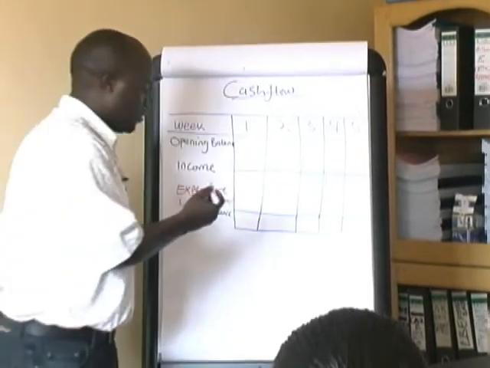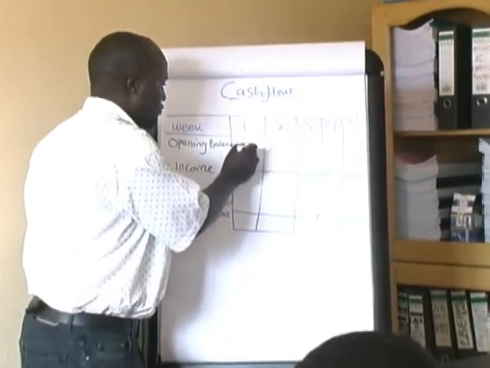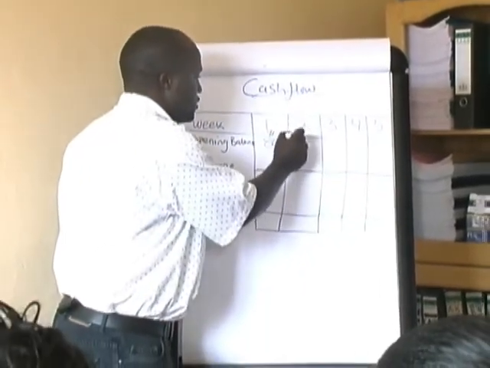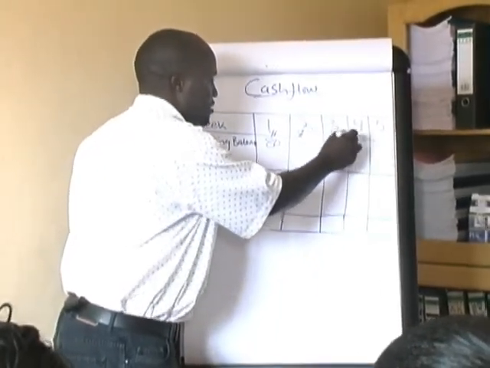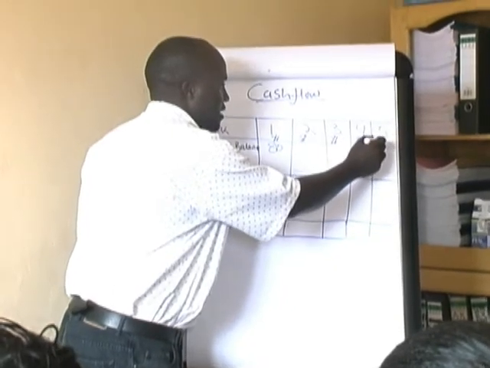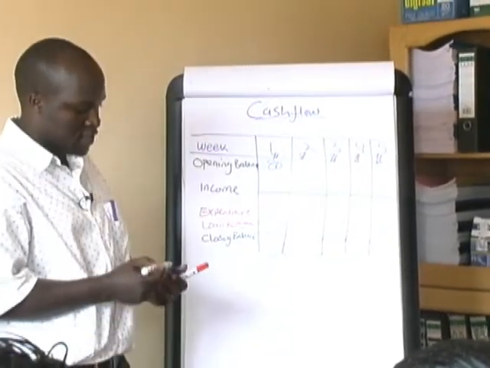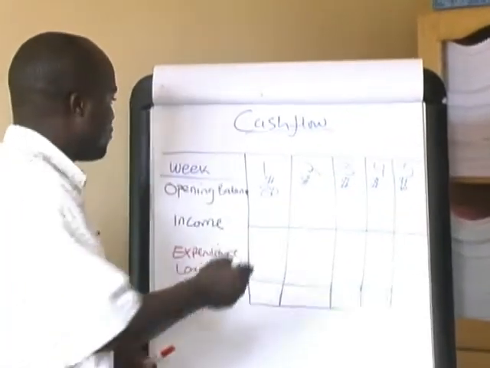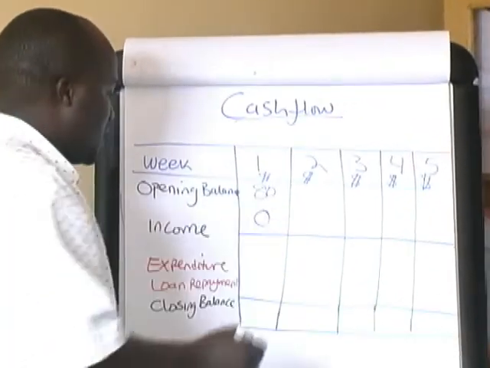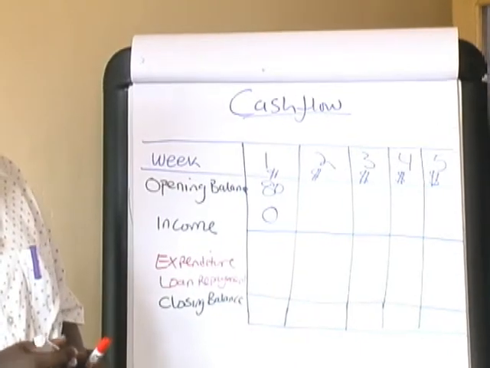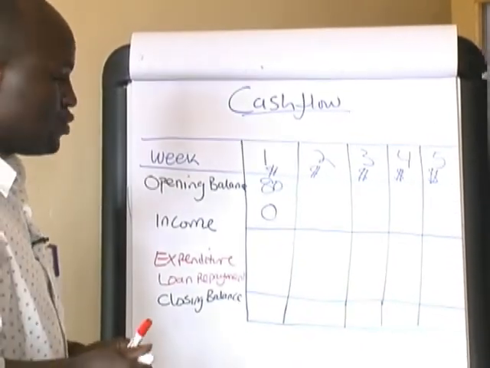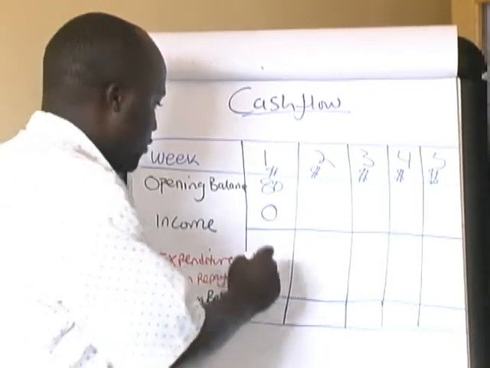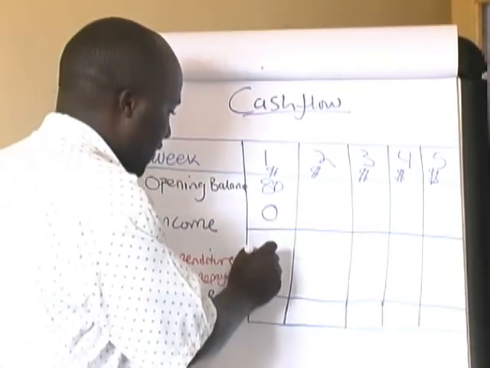Now, assuming that in your business you have an opening balance of $80, assuming that all these were dollars, that you started your business and on the opening day you had $80. But when you had to make money, no one came to buy goods from you. So you got in zero money. And the expenditure for the week was 30.